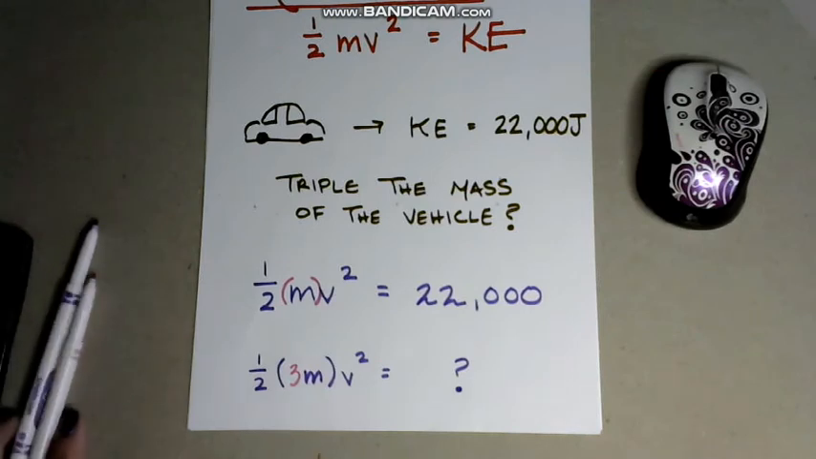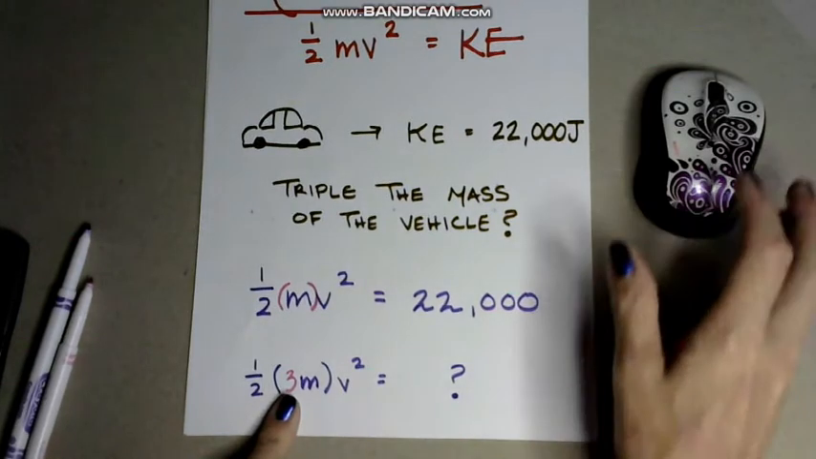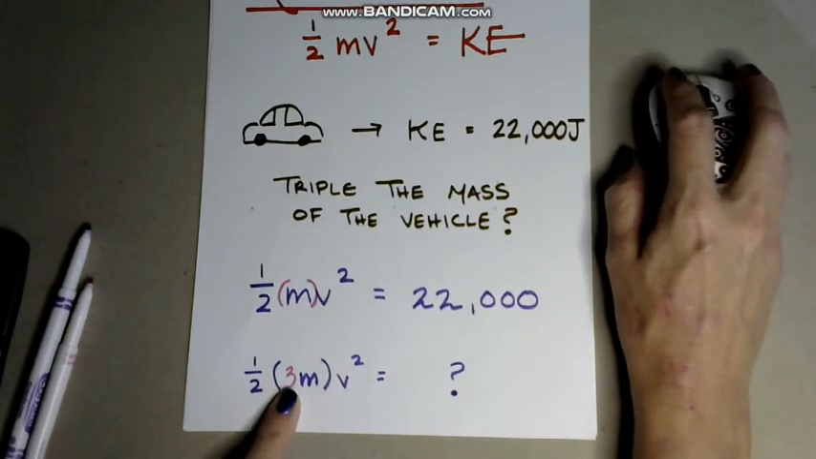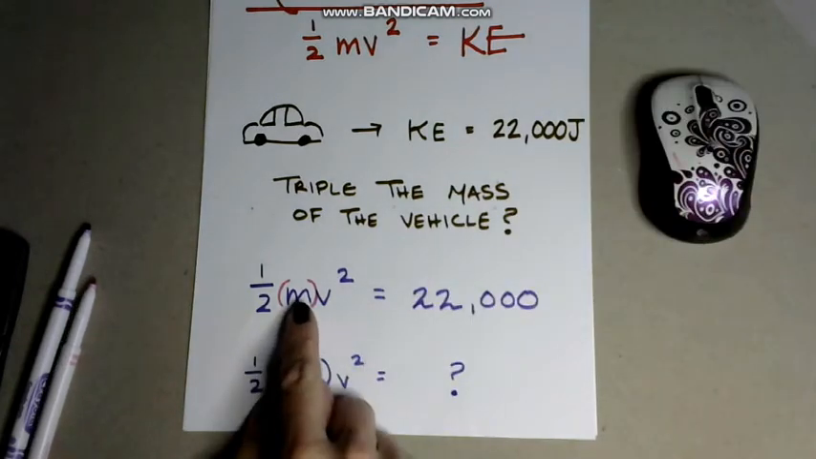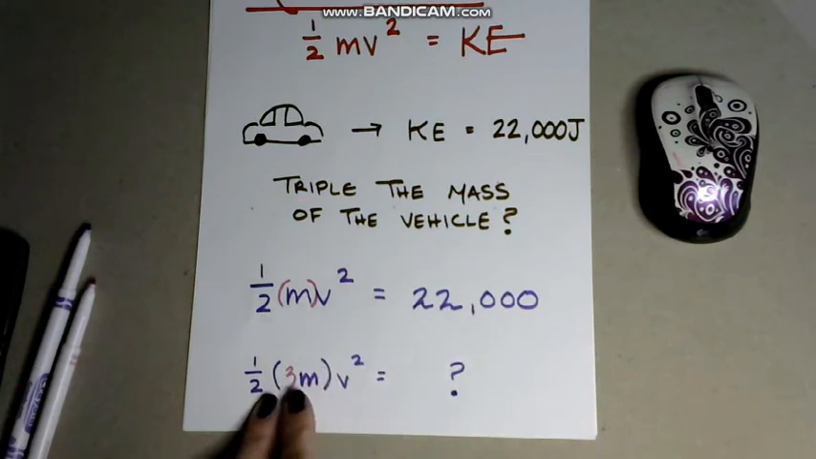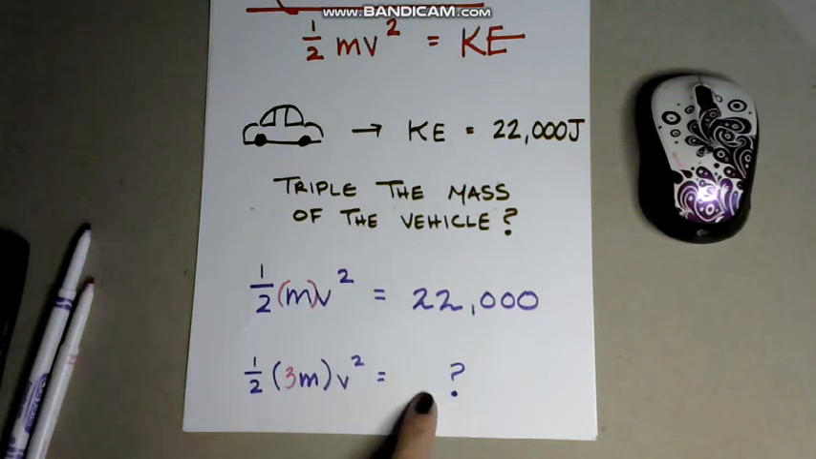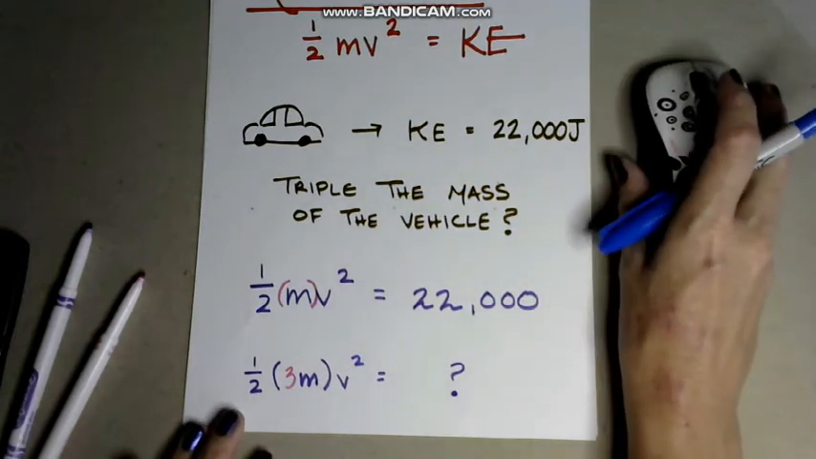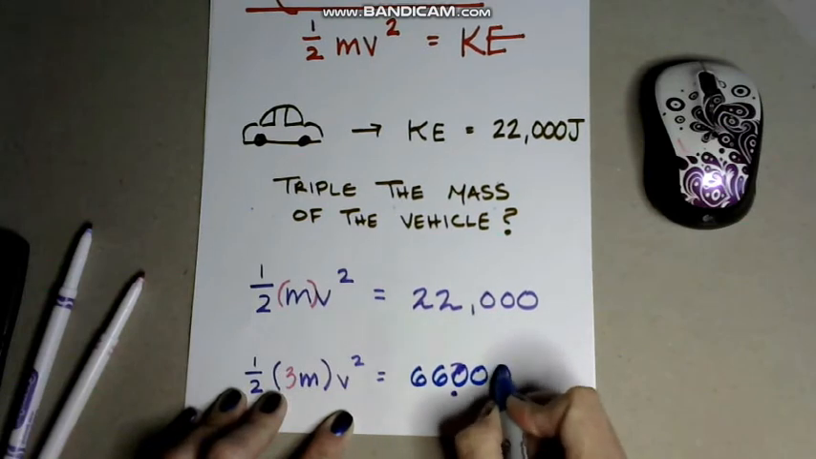Okay, scholars, what was the only thing that I changed over here? I put in a 3, and it's just a 3. So if that equals that, and I multiply this by 3, what do I need to do over here? In fact, why don't I let you go ahead and tell me what is the answer to this question? Go ahead and put that in now. I'm hoping that you put down 66,000 joules.